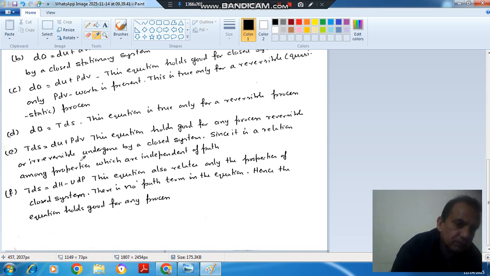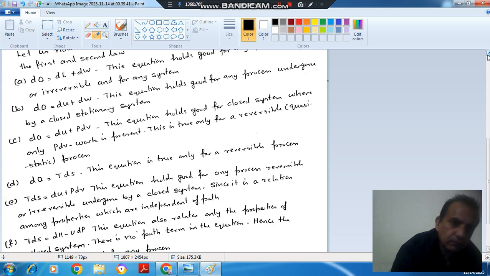So this is for any process, this is for any process. This is for a reversible process only. This is for a reversible process and closed system, and this is for a closed system, both reversible and irreversible, because we have not put the value of dW and dQ. So this is for any system and any process.